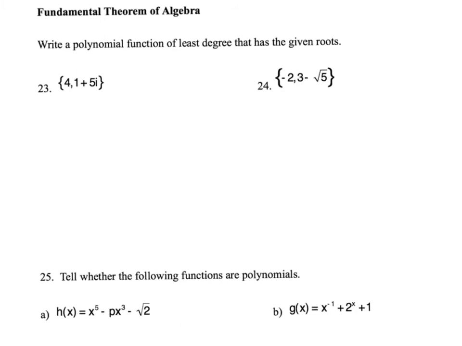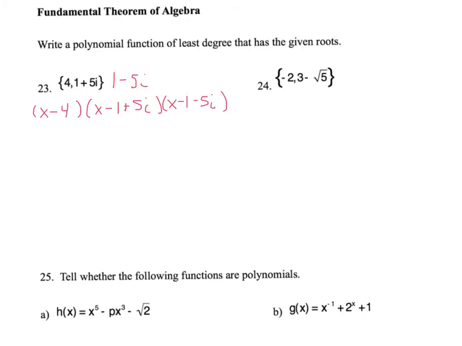For 23 and 24, we're given the roots of a polynomial, and we need to write the polynomial function with the given roots. So we know that one of the roots is 4, and another one is 1 plus 5i. And if 1 plus 5i is a root, we also know that 1 minus 5i has to be a root. So we're going to first write the roots as factors. So the first factor is x minus 4. The next is x minus 1 plus 5i. And then x minus 1 minus 5i.